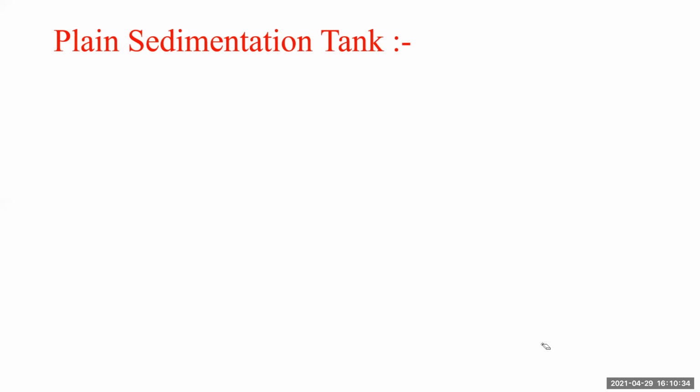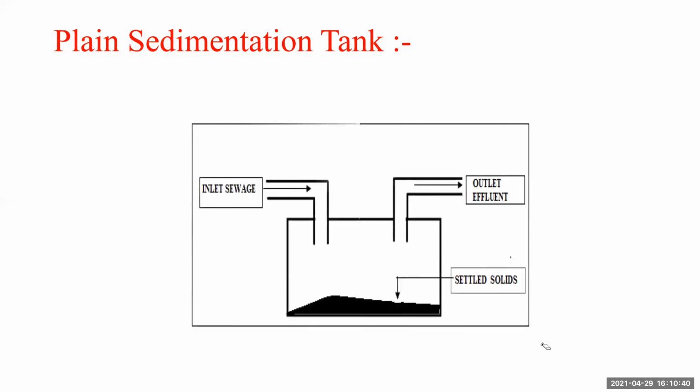The third tank is a plain sedimentation tank meant only for separating solid and liquid phase. This one is not widely used as far as primary treatment is concerned. There is an inlet through which the sewage comes inside. Whatever solids are present get settled at the bottom of the tank, and through the outlet, the effluent is removed. So this is just a plain tank.